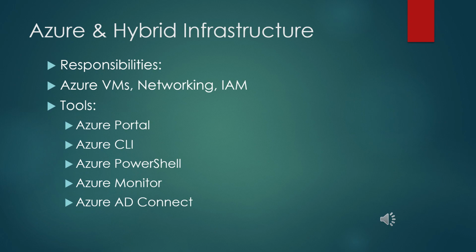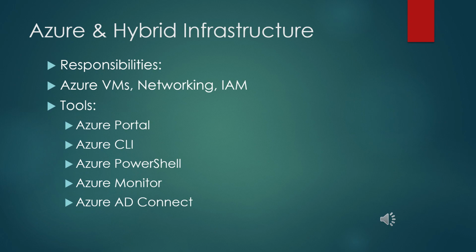Now, one of the most important components in hybrid infrastructure is Azure AD Connect. Azure AD Connect is used to synchronize on-premises Active Directory with Azure Active Directory. This means users created in on-prem AD are automatically synced to Azure, allowing them to access cloud services like Microsoft 365. In real time, if synchronization fails, users may not be able to log in to cloud applications. So we need to monitor and troubleshoot Azure AD Connect regularly.